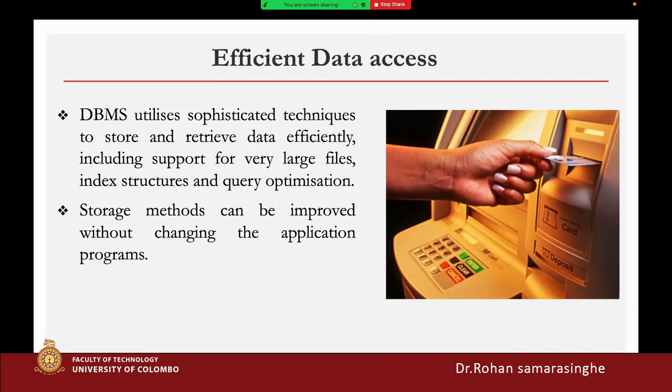The storage method can be improved without changing the application program. The storage method can be improved, and the application program need not be changed.